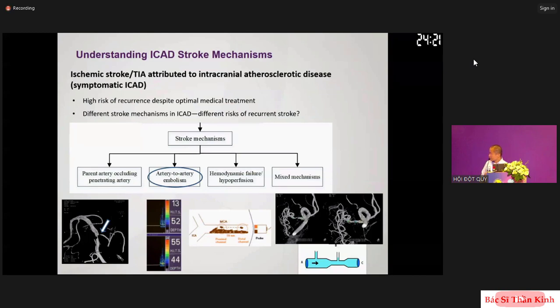The next common stroke mechanism is artery-to-artery thromboembolism. These tiny emboli coming from unstable plaques will usually register as high-intensity signals in transcranial Doppler ultrasound. These tiny emboli could be stranded in the border zone region, giving rise to rosary-like infarcts, as you see in the DWI MRI. The next common stroke mechanism, of course, is distal hypoperfusion because of the very high-grade stenosis.